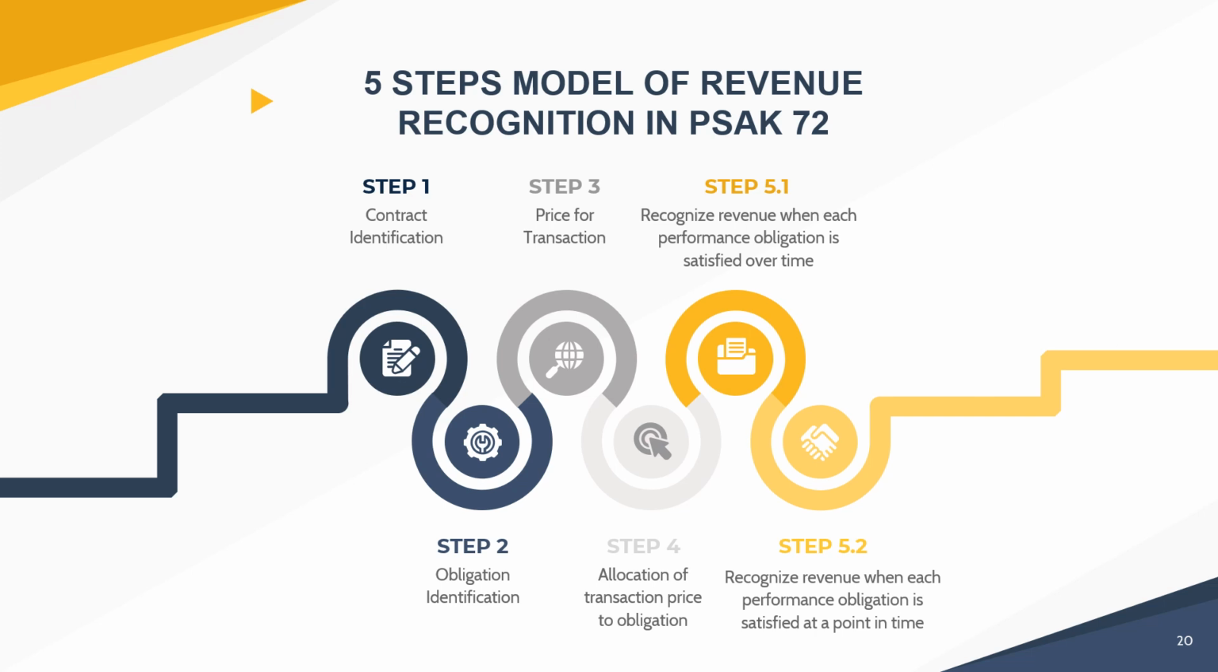There is a five-step model of revenue recognition in PSAK 72. The first step is to identify the contract, the second step is to identify the obligation of each party in the contract, the third step is to determine the price for the transaction, the fourth step is to allocate the transaction price to the obligation of each party, and the fifth step is to recognize the revenue when each performance obligation has been satisfied, whether it is satisfied over time or at a point in time.